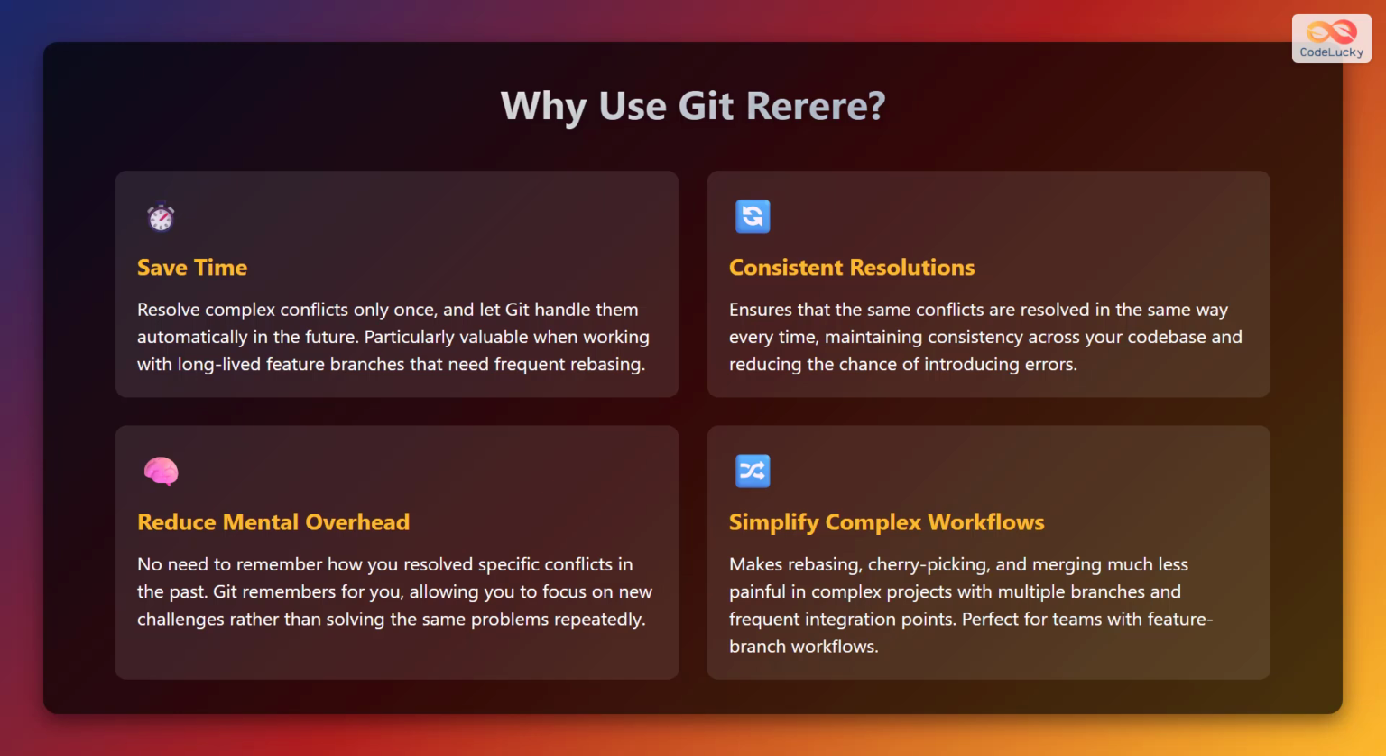Thirdly, it reduces mental overhead. There is no need to remember how you resolved specific conflicts in the past. Git remembers for you, allowing you to focus on new challenges rather than solving the same problems repeatedly. Lastly, it simplifies complex workflows, making rebasing, cherry-picking, and merging much less painful in complex projects with multiple branches and frequent integration points. It is perfect for teams with feature branch workflows.